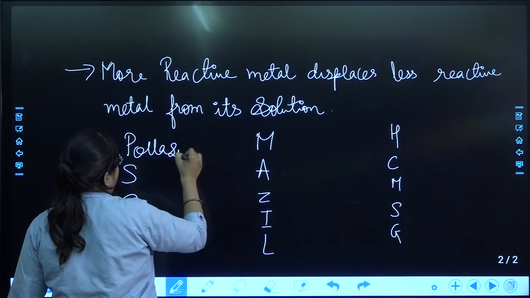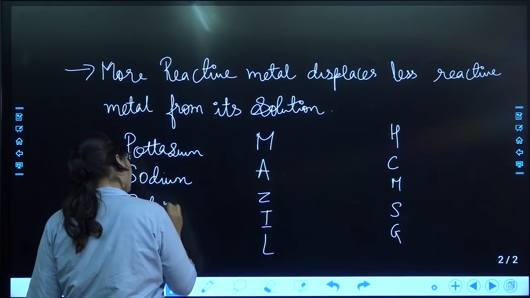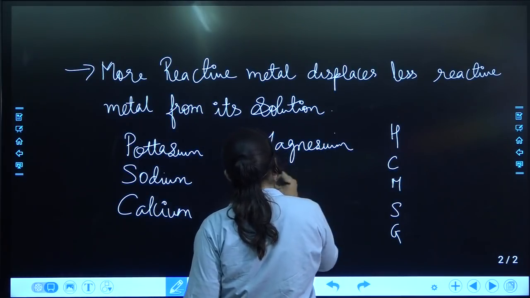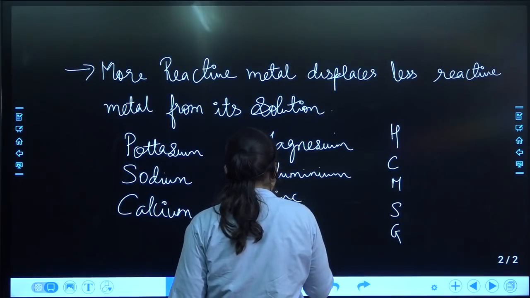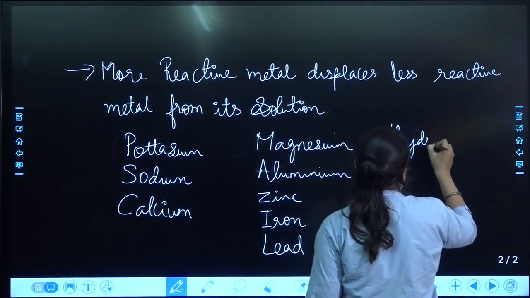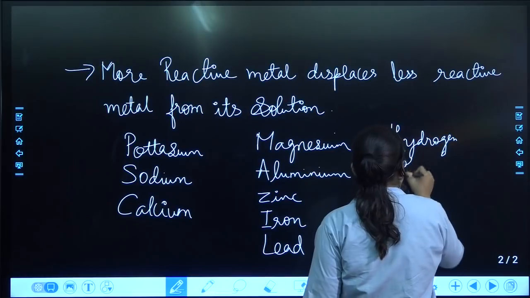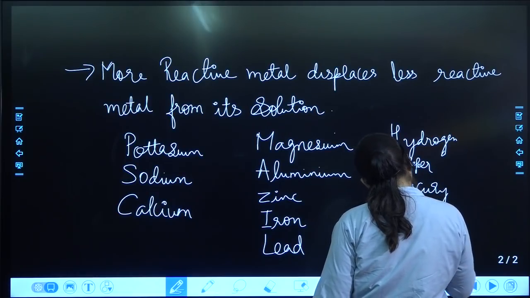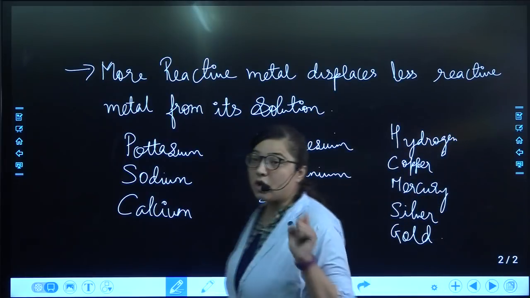Potassium, sodium, calcium, magnesium, aluminium, zinc, iron, lead, hydrogen, copper, mercury, silver and gold. PSC, Marcel, hardly could make solid gold perfectly.